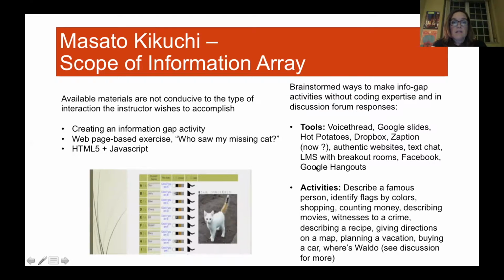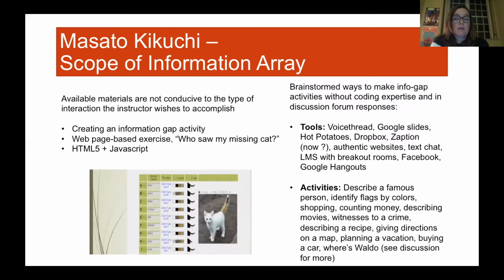And some of the ideas that you came up with were to describe a famous person. So I'm describing the person, you don't know who it is, you have to come up with who is this person I'm talking about. Somebody talked about different national flags that have colors. So you're describing the colors or the picture on the flag, and the other person has to say what country that is. Shopping in a store, counting money, maybe describing your favorite movie without the title. The person has to come up with the title.